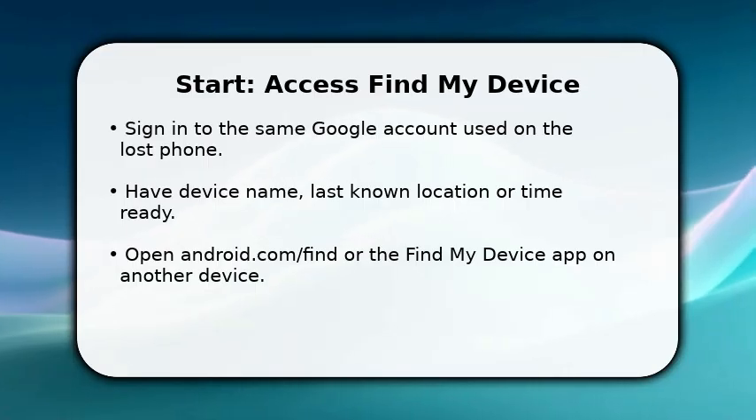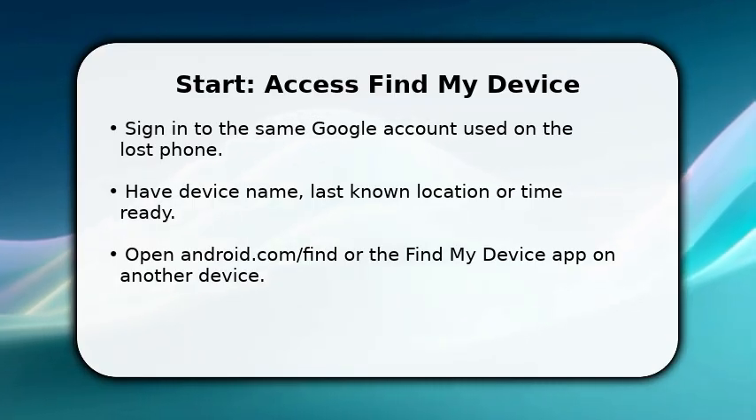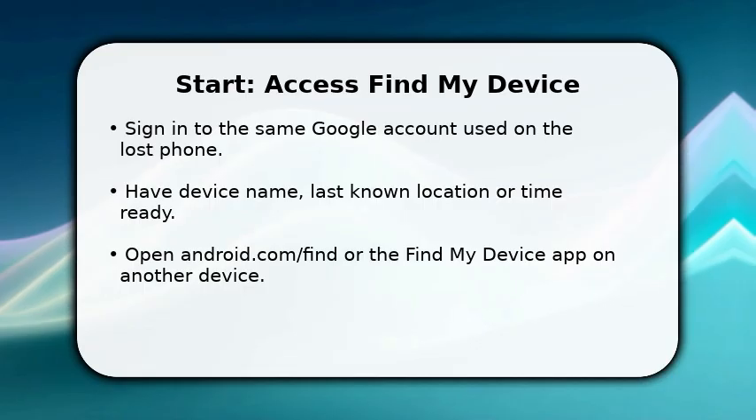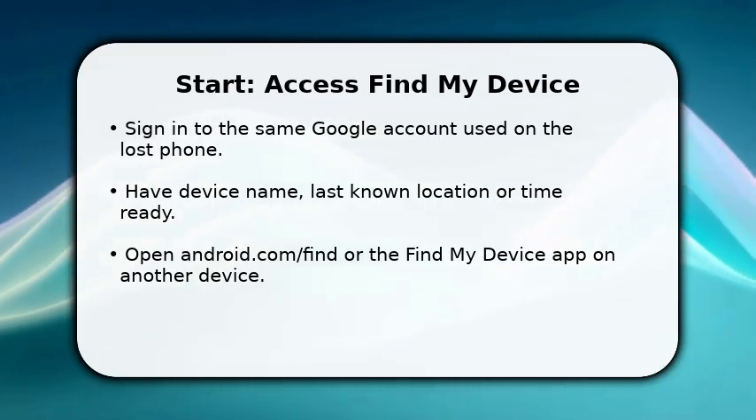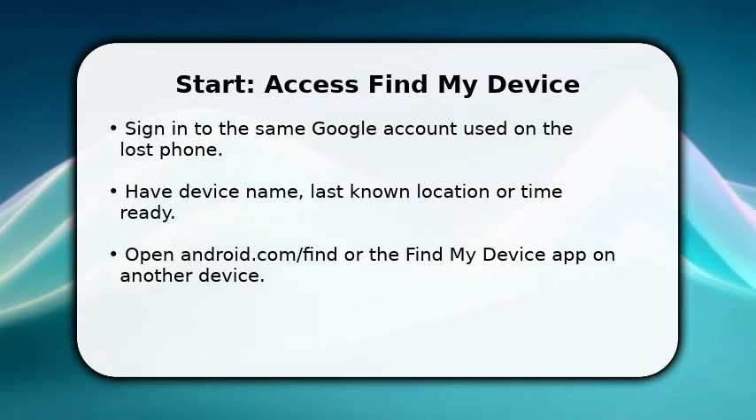You begin by signing into the same Google account tied to the lost phone. This gives you authority to manage it. Once signed in, open Android.com/find or the Find My Device app and pick the correct device from the list.